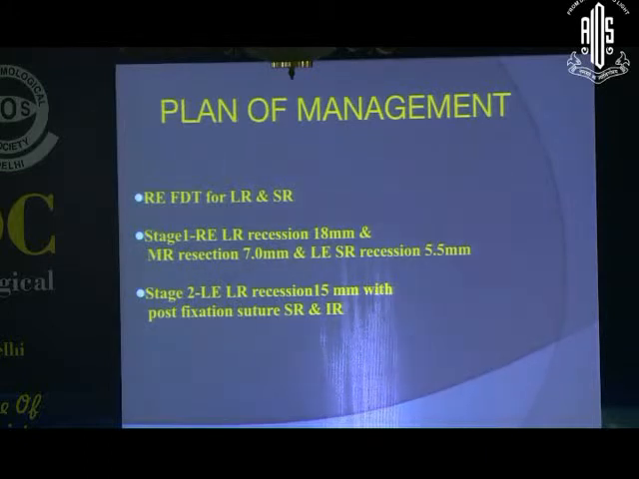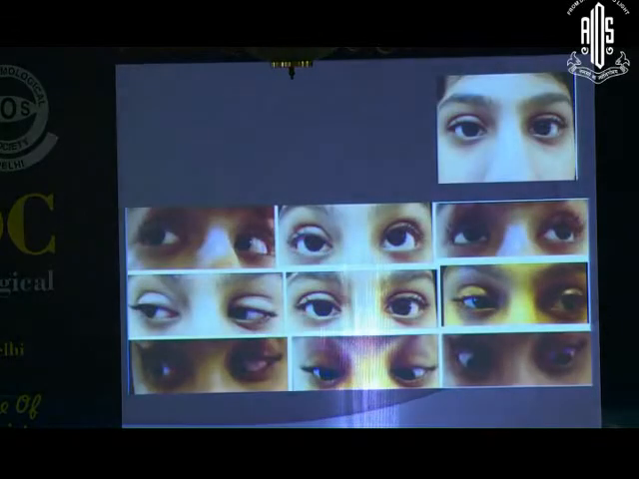In the first stage, we recessed the lateral rectus by 18 mm, again a fixation duress surgery, along with the medial rectus resection. We also corrected the hypertropia of the right eye by recessing the normal eye by 5.5. In stage 2, since the exotropia was not corrected further, we added the left eye superior rectus recession to 15 mm and we added the fixation sutures for both the superior and inferior rectus. The reason again was to bring the incompetent squint into a competent squint. This is just a pre and post comparison.